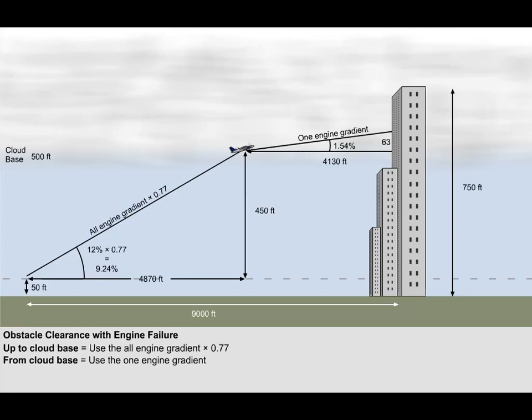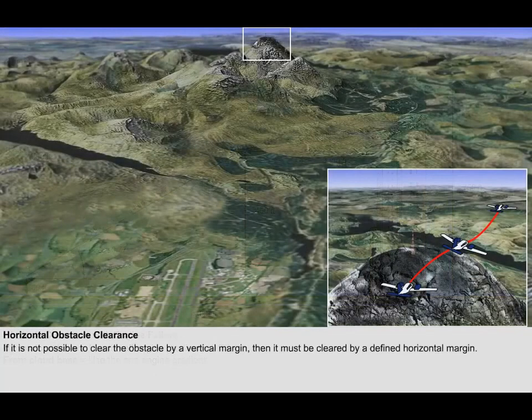So in this case, during the flight planning stage, the pilot may have considered reducing the mass of the aeroplane in order to increase the climb performance. However, reducing the payload will reduce the revenue for the flight. So there is another way to solve this problem of being unable to clear the obstacle vertically.